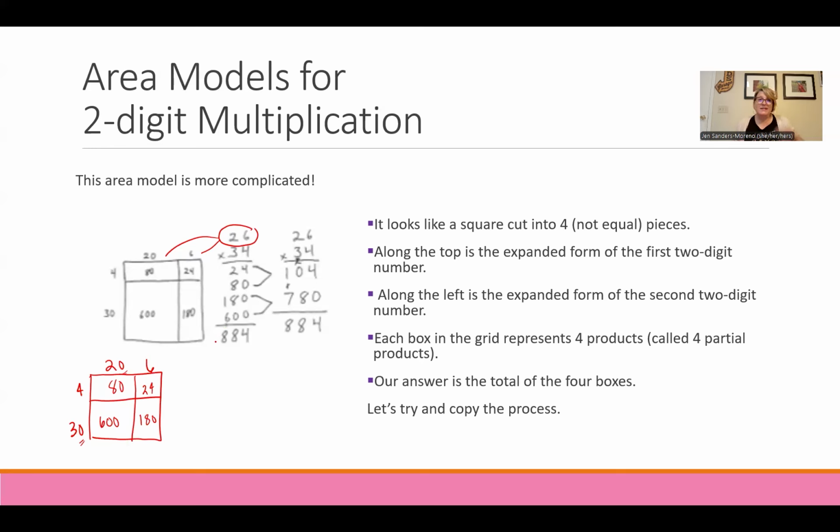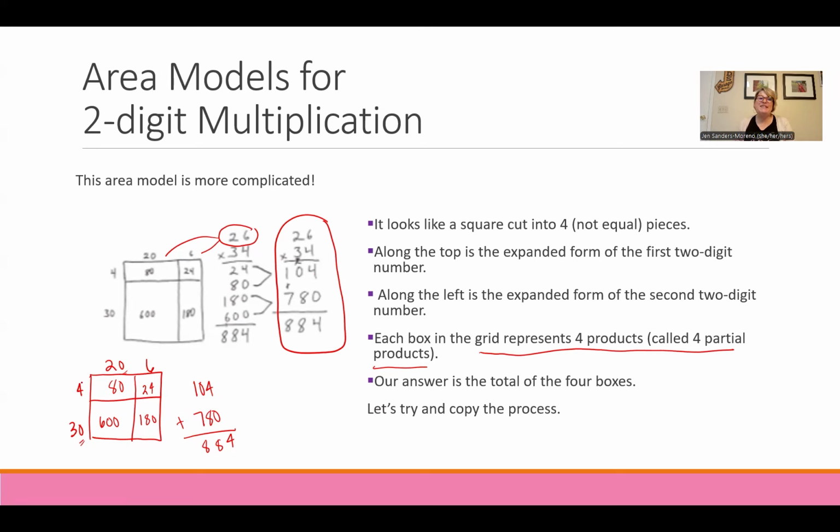Now, what this is called is 4 partial products. Okay, so here it is. Each box in the grid represents a partial product. It's true, it is 4 partial products. However, this right here is what we want to get to because this is our standard algorithm. So I'm going to show you that even though I'm creating 4 partial products, I think the best way to go after this step is to add straight across. If I add 80 and 24, I get 104. And if I add 600 and 180, I get 780. And basically, these are called my 2 partial products that I'm going to add down.